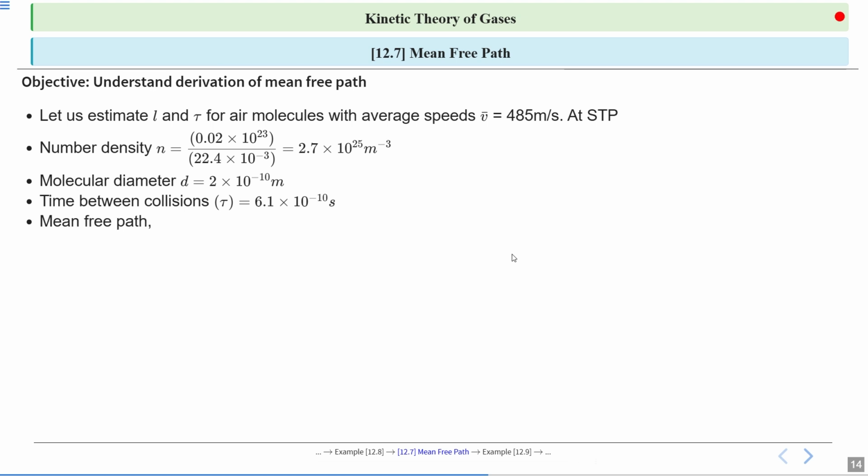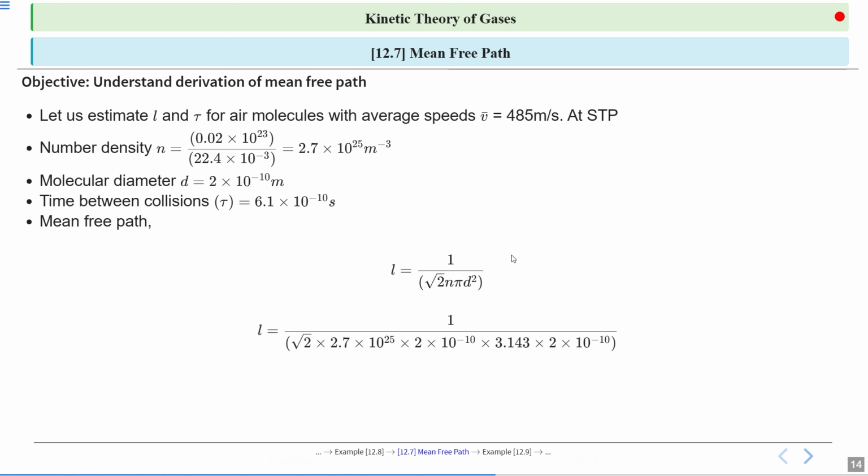With these parameters in mind, we can now calculate the mean free path L. This is the average distance a molecule travels before colliding with another molecule. So L equal to 1 upon root 2 n pi d square. Here n is the number density, pi is the mathematical constant, d is the molecular diameter. This equation shows how the mean free path is inversely related to the number density and the square of the molecular diameter.